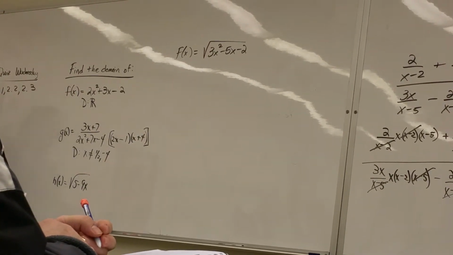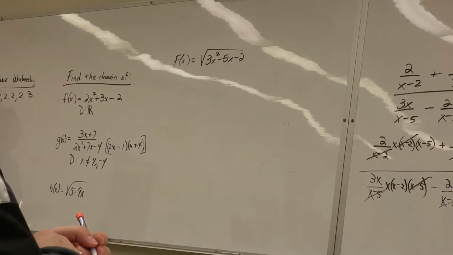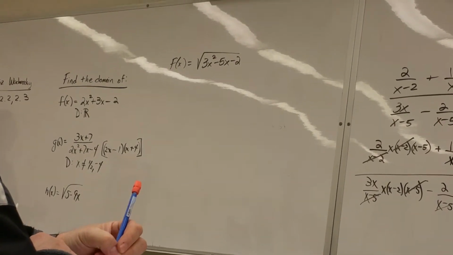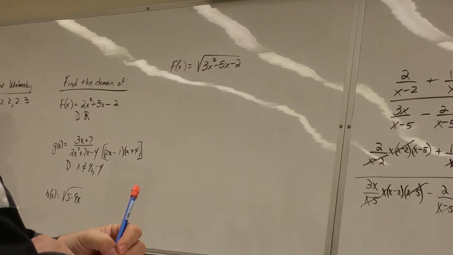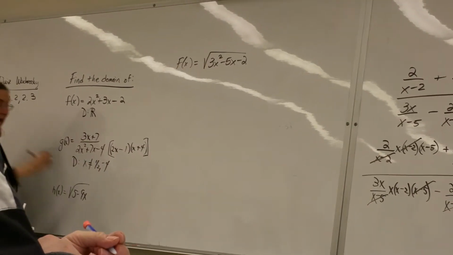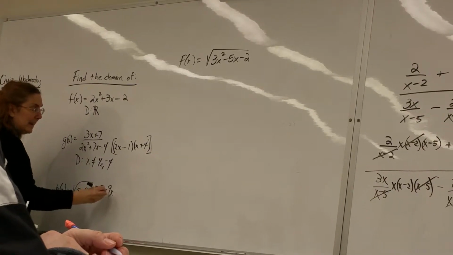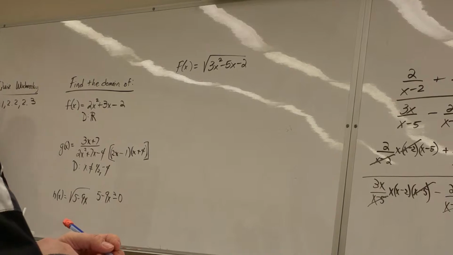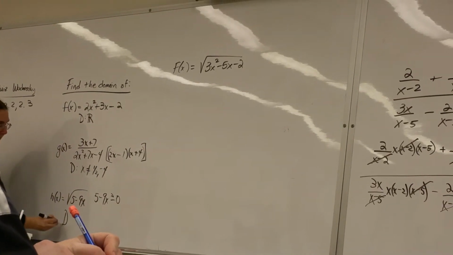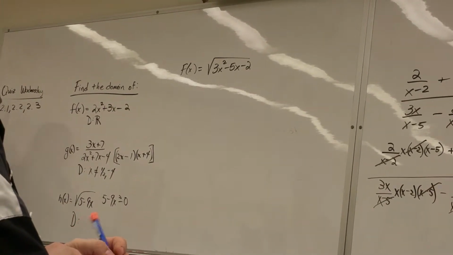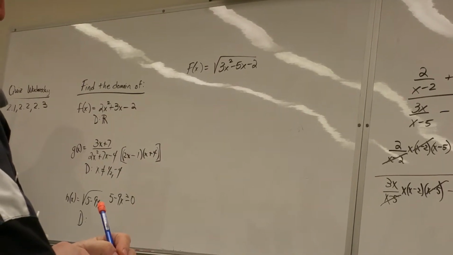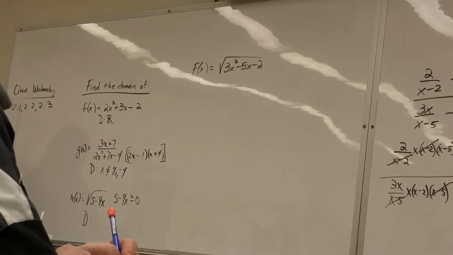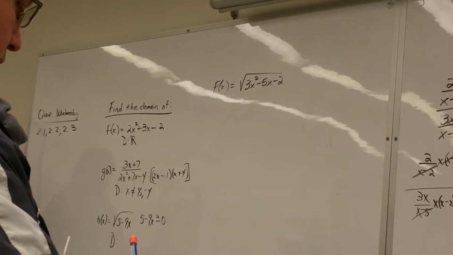Function h. What's our worry with square root functions? So we don't want complex numbers. So the radicand has to be greater than or equal to 0. So what's the domain here? 9/5 cannot equal. It can't equal 9/5.